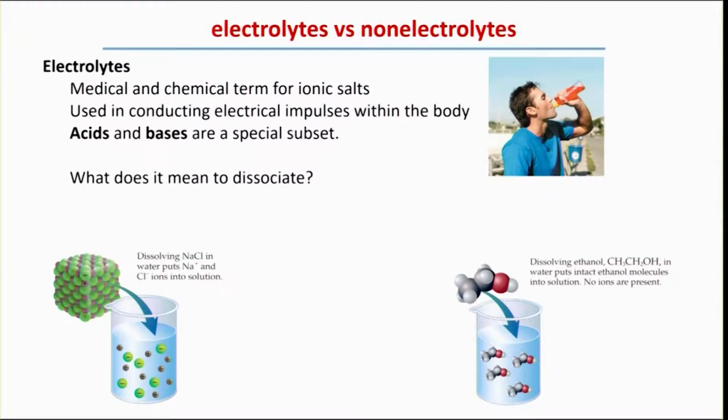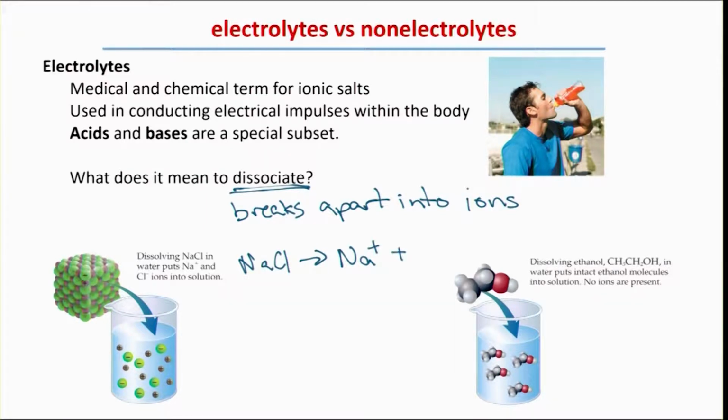So that gets us to what it means to dissociate. Something that dissociates not only dissolves into solution, but it also breaks apart into ions. Now, what substance did that as far as our light demo? The sodium chloride broke into ions, sodium ions and chloride ions.